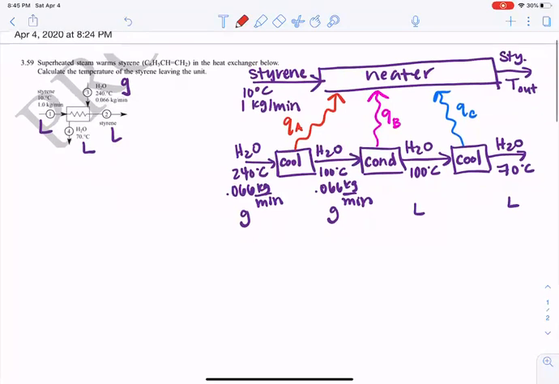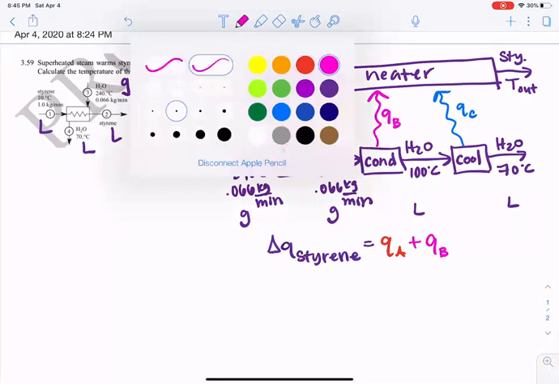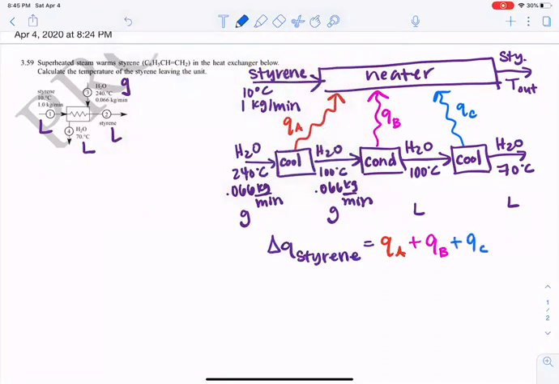Okay, so our delta Q of styrene is going to be the final state of styrene minus the initial state. So delta always means final minus initial. And that will equal QA plus QB plus QC. And we don't really have to think about what the signs of QA, QB, and QC are, because we kind of already thought about that when we were drawing which way our arrows are going.